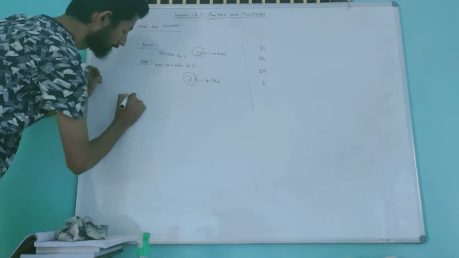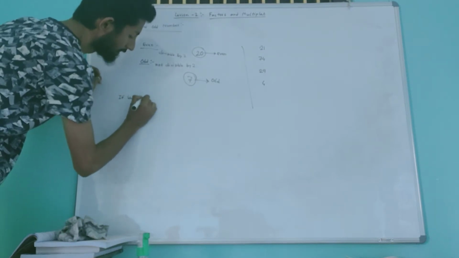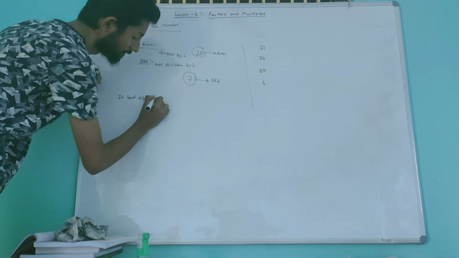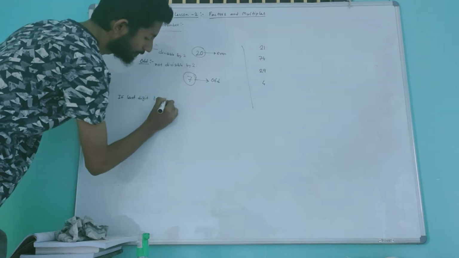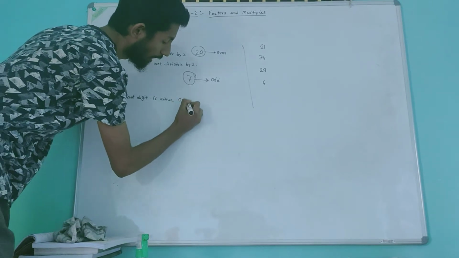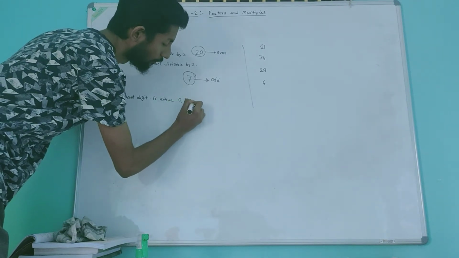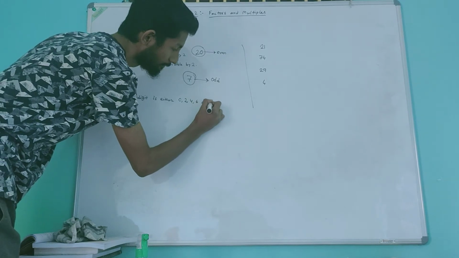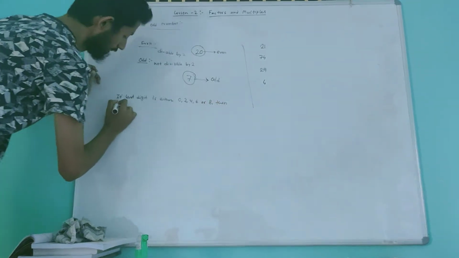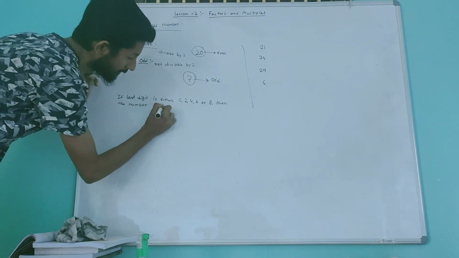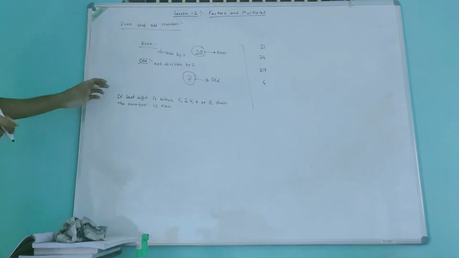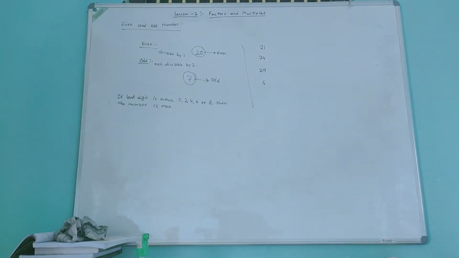If the last digit is either 0, 2, 4, 6 or 8, then the number is even. Okay, if the last digit is either 0, 2, 4, 6 or 8, then the number is even.